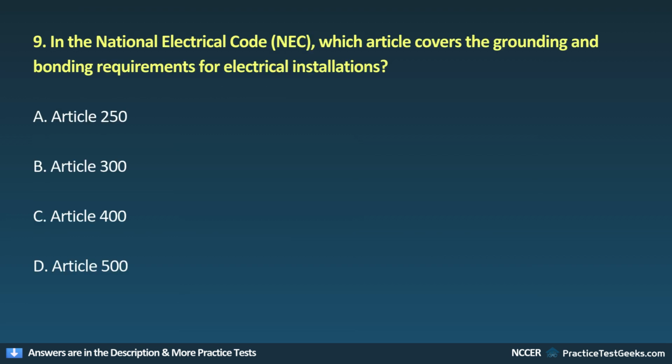9. In the National Electrical Code, NEC, which article covers the grounding and bonding requirements for electrical installations? A. Article 250. B. Article 300. C. Article 400. D. Article 500.